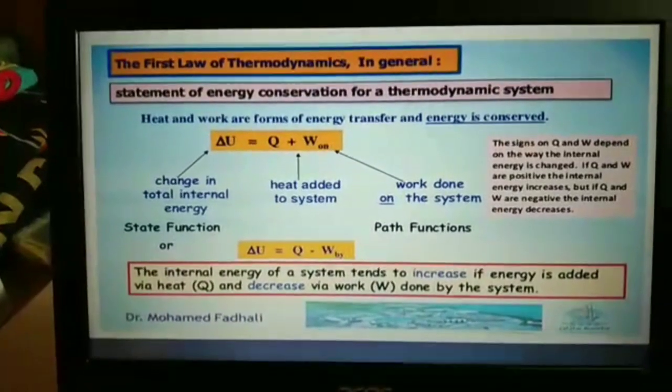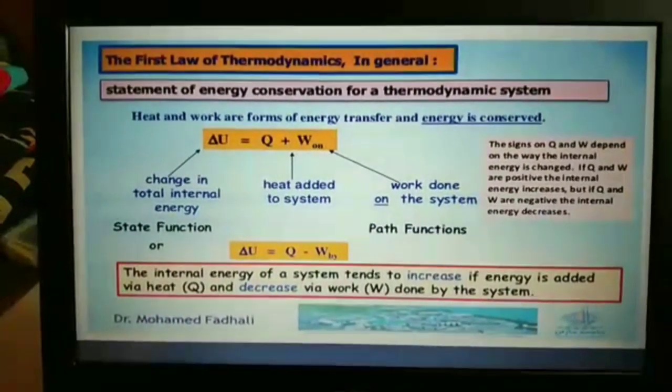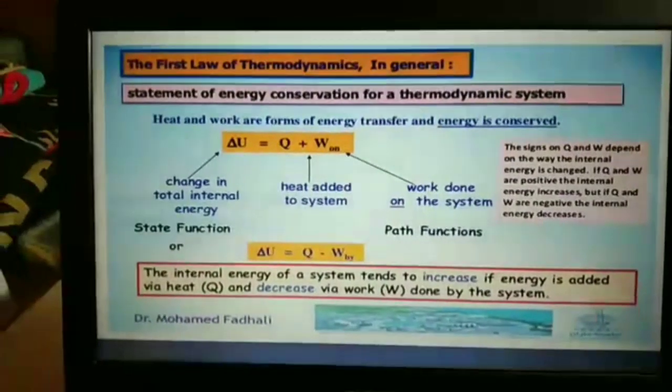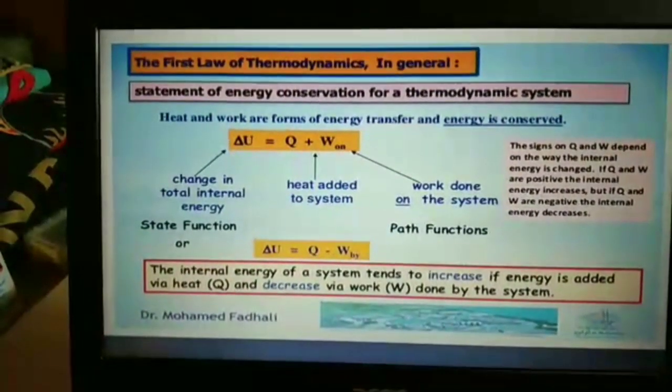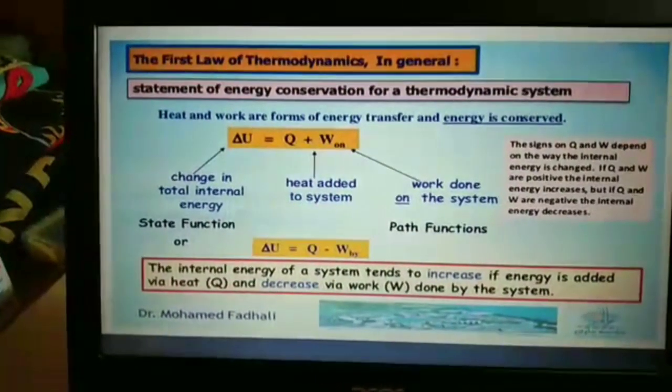One way of expressing the first law of thermodynamics is that any change in the internal energy of a system is given by the sum of the heat that flows across its boundaries and the work which is done on the system by the surroundings.